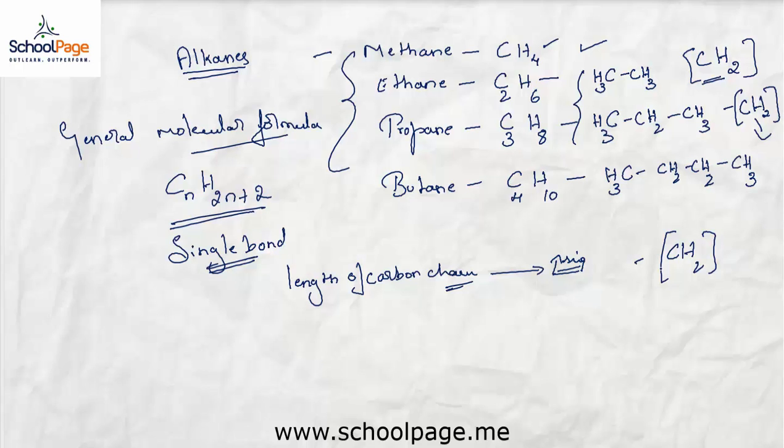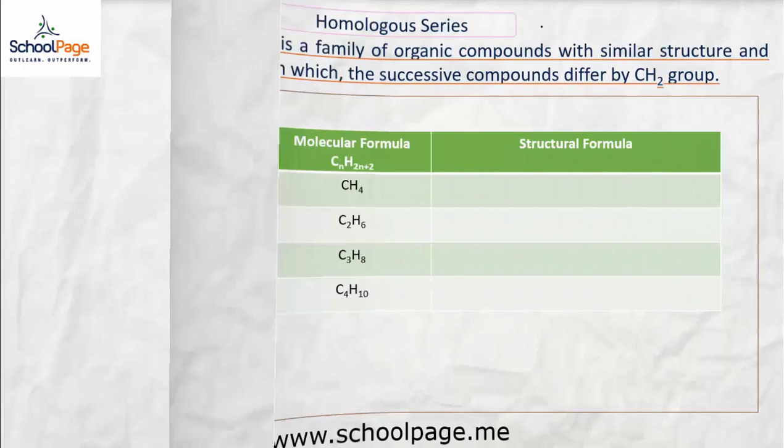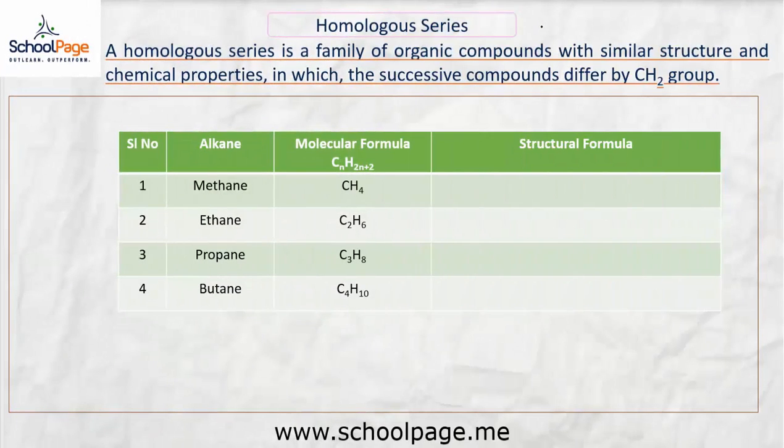Such a group of organic compounds which have similar structure and chemical properties, in which the successive compounds differ only by a CH2 group, are called as homologous series. Now let's define the homologous series once again. A homologous series is a family of organic compounds with similar structure and chemical properties, in which the successive compounds differ by a CH2 group.